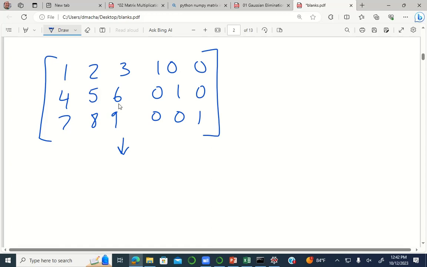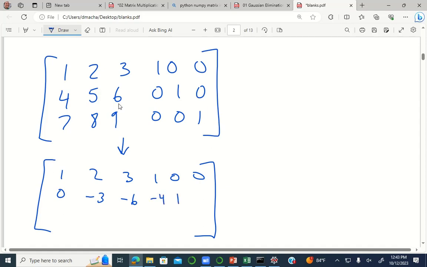Maybe the next thing I do is I want the 4 to be a 0. And I can make the 4 a 0 by subtracting the first row from the second row 4 times, right? So 4 minus 4 times 1 would be 0. 5 minus 4 times 2 would be 5 minus 8, which would be negative 3. 6 minus 4 times 3 is 6 minus 12, which is negative 6. 0 minus 4 times 1 is negative 4. 1 minus 4 times 0 is 1. 0 minus 4 times 0 is 0.